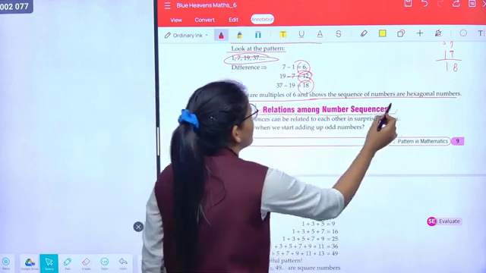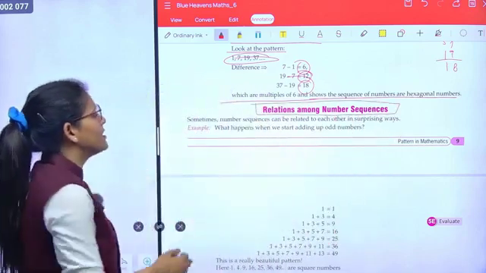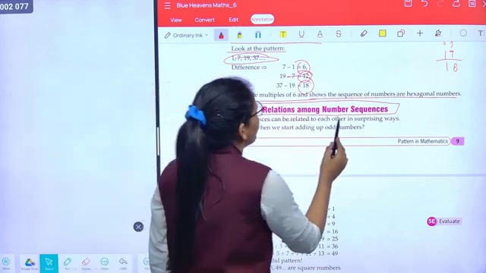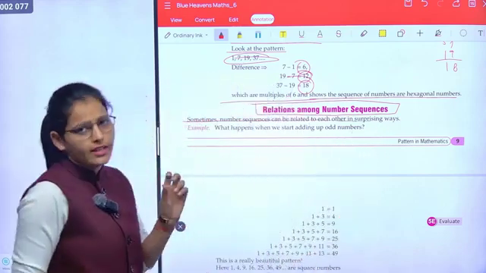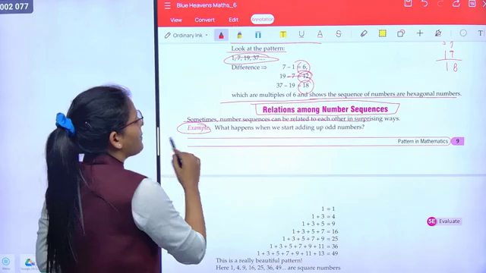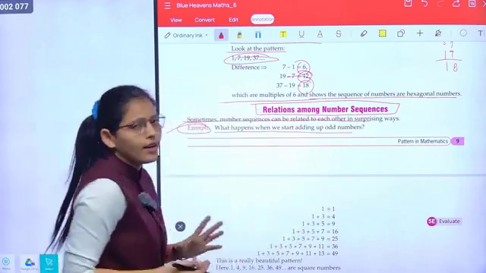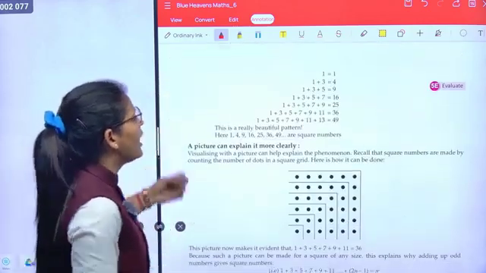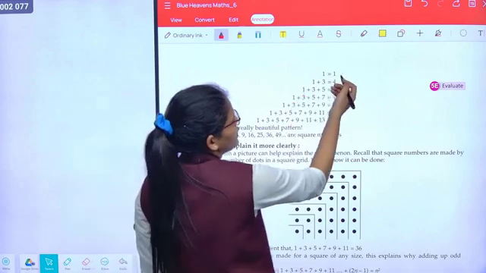Relations among number sequences. Sometimes number sequences can be related to each other in surprising ways. Example, what happens when we start adding up odd numbers? Class, what will happen then? Now 1 plus 1, 1 is equal to 1.